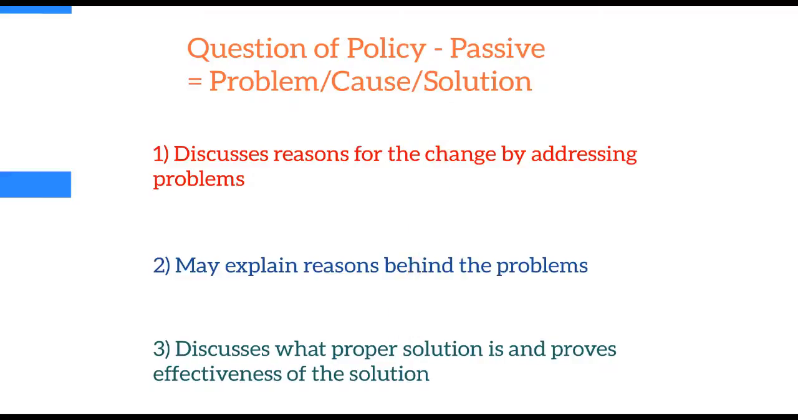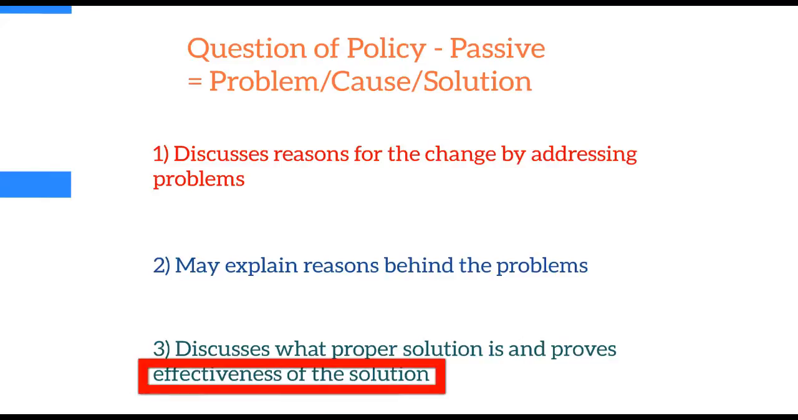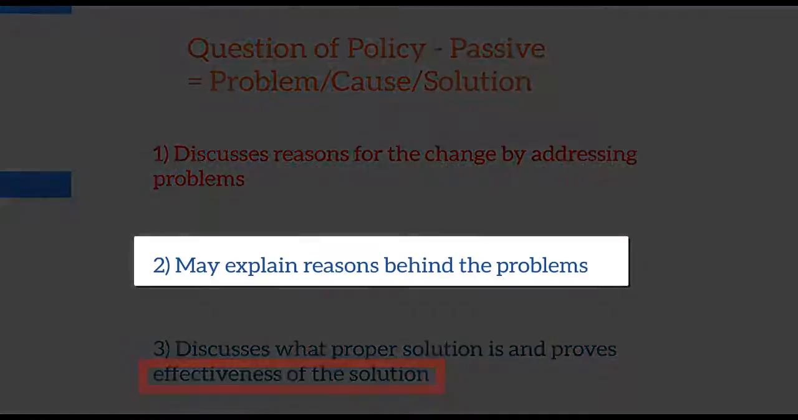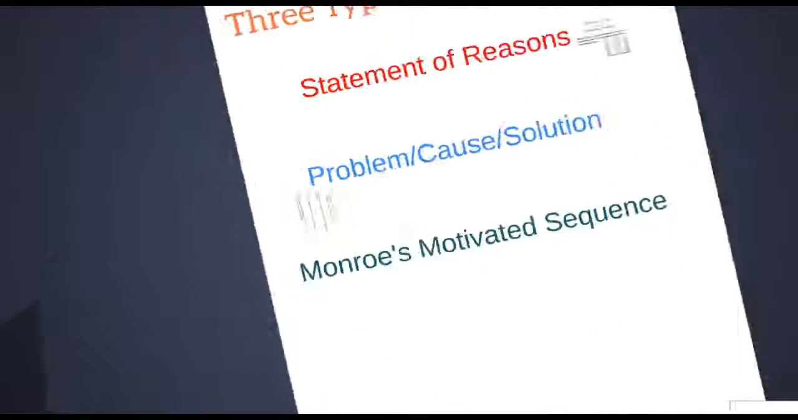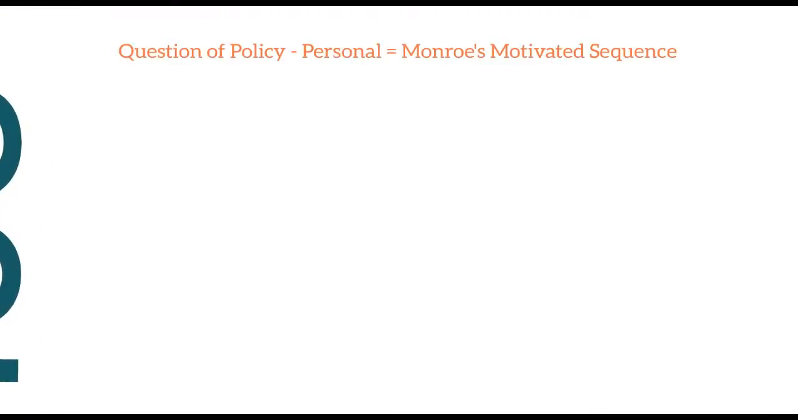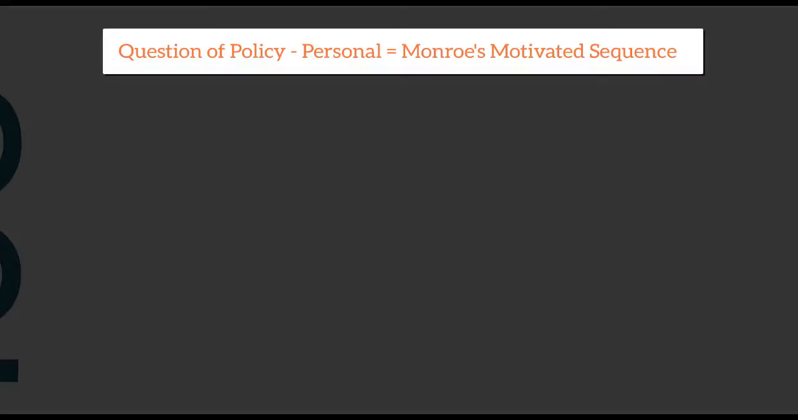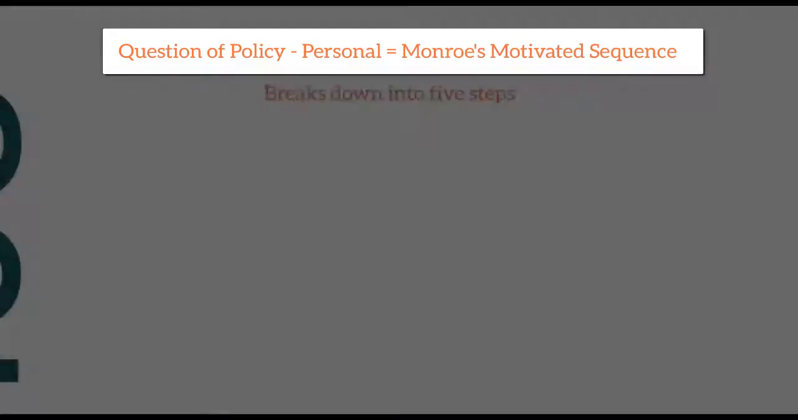So it's important that not only you clearly explain what it is you want to do to solve the issue, but prove that it can in fact actually solve the issue. Again, remember that the second part, the cause, that is optional. You don't have to do that. And then the last one we'll talk about is Monroe's motivated sequence. Monroe's motivated sequence goes to question of policy personal. So if you're doing a personal action speech, you have to use Monroe's.